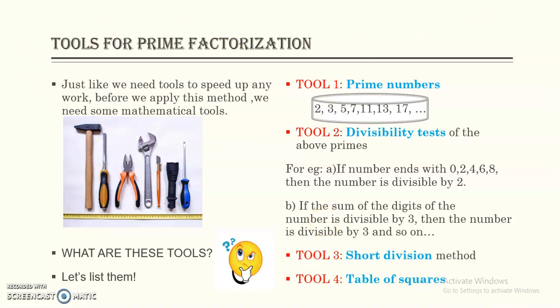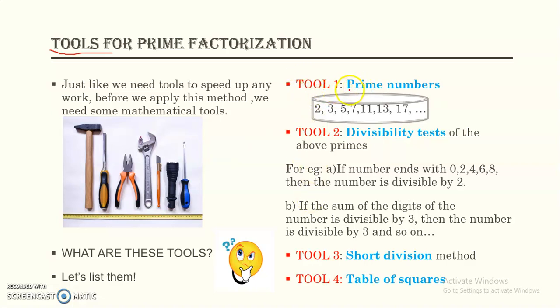Tools for prime factorization. Tools? Yes. Let us take an example of putting a nail into the wall. How do you place the nail in the wall? We need a hammer. To cut an apple, we need a knife. Similarly, to do this method, we need certain tools, which will be very helpful to make the method much easier. Let's list the tools below.